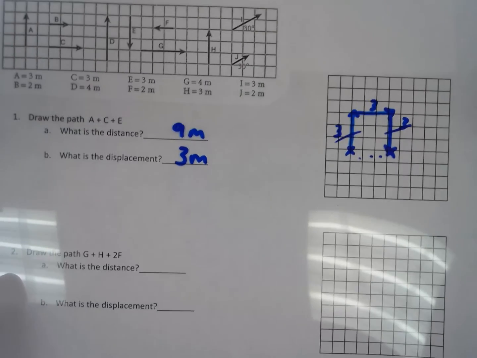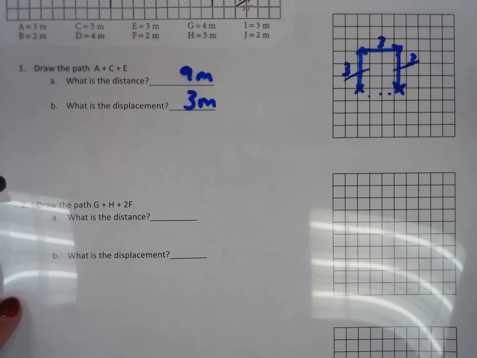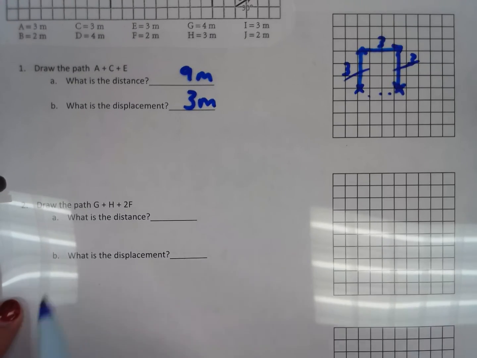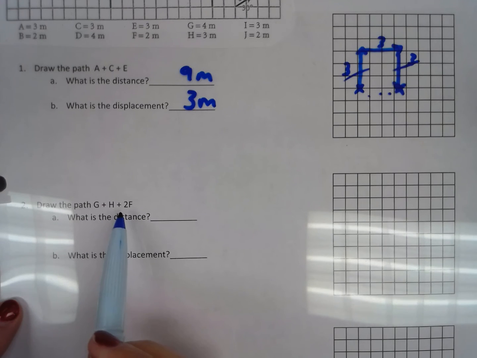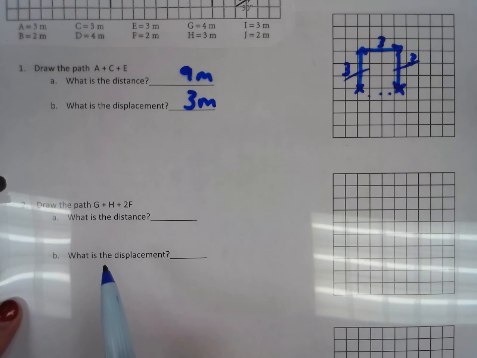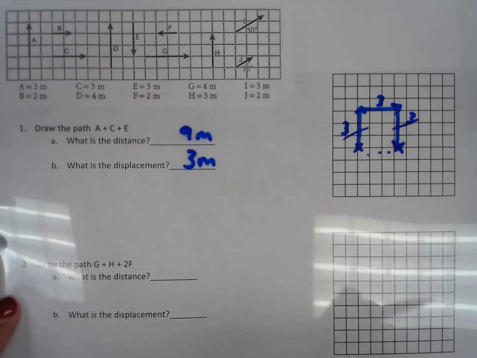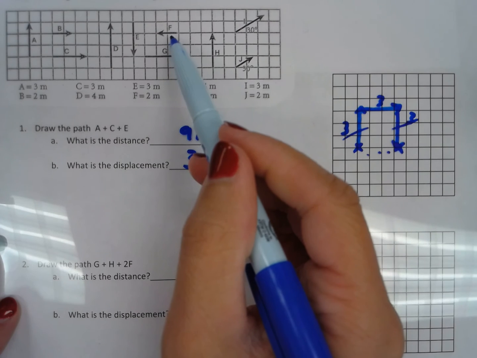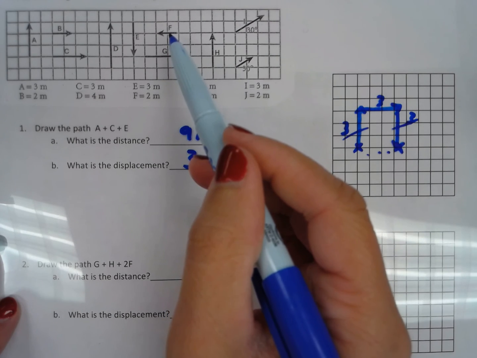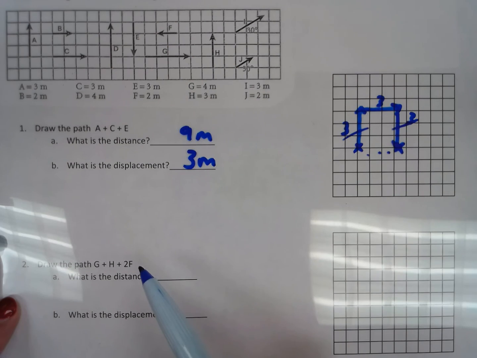So I'll let you get on your own to draw these other 2 paths. Notice this one says 2F, so anytime you see those 2's, it means we're going to double it. So for example, F over here is 2 meters to the left. So if I were to double that, then that would be a 4 meter vector to the left.